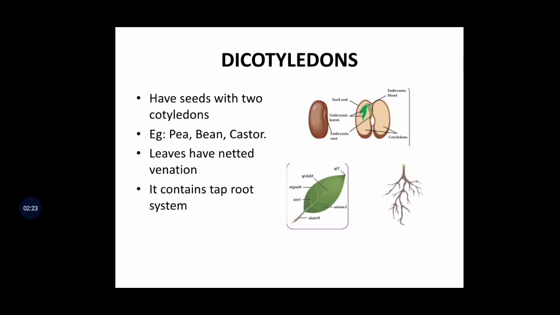Next, you have to know about dicotyledons. Di means two, coty means seeds. So, having seeds with two cotyledons, it has reticulate venation and it contains taproot system. So what root system? Taproot system. Examples for these dicotyledons are pea, bean, castor, mango seed, etc.